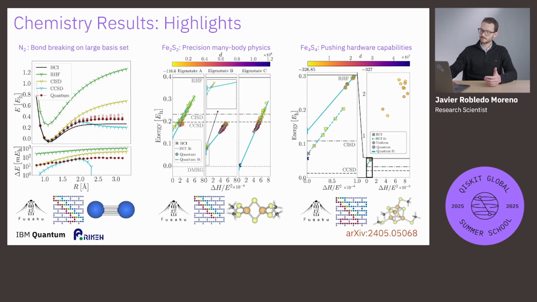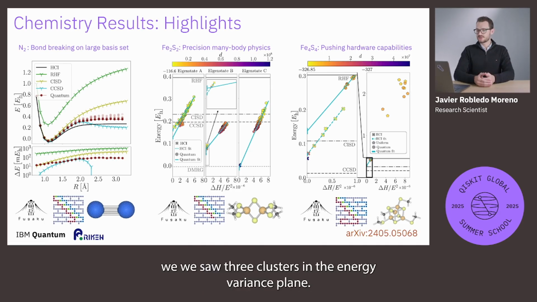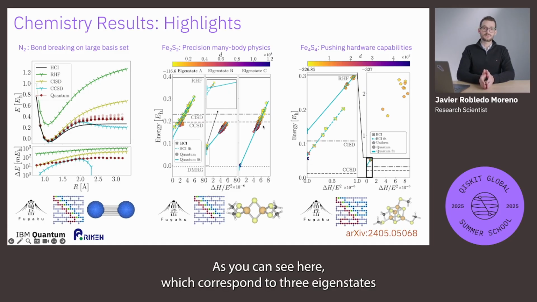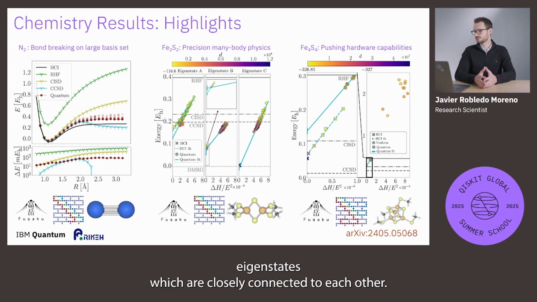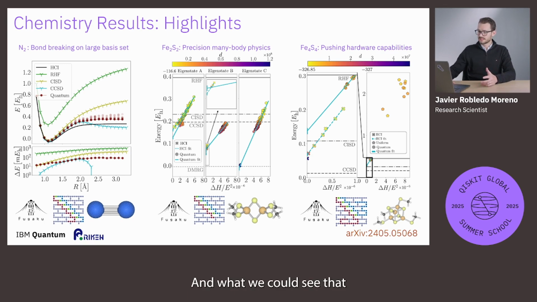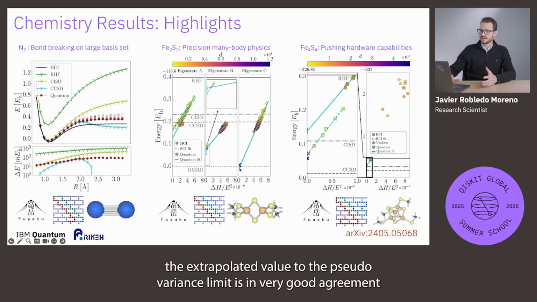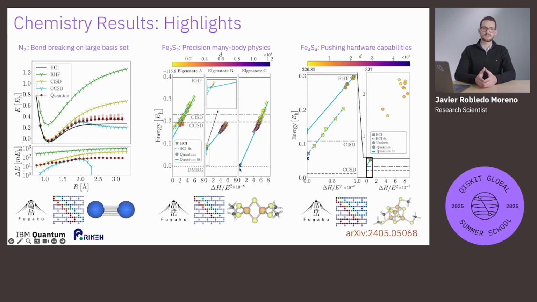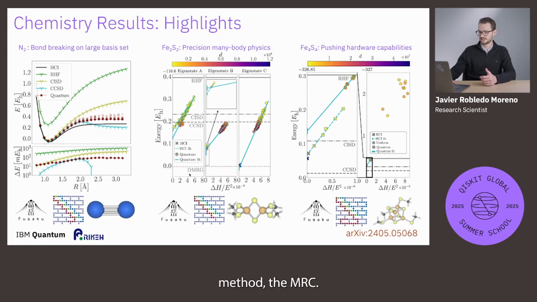accurate results. What we saw is that when we increase the size of the subspace, we saw 3 clusters in the energy variance plane, as you can see here, which correspond to 3 eigenstates which are very close in energy to each other. This is one of the signatures of a strong correlation, eigenstates which are close in energy to each other. And what we could see from the extrapolation from the third cluster is that the extrapolated value to the 0 variance limit is in very good agreement with state-of-the-art classical results obtained from the density matrix renormalization group method, DMRG.